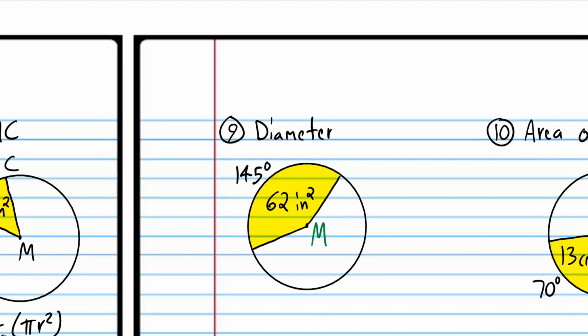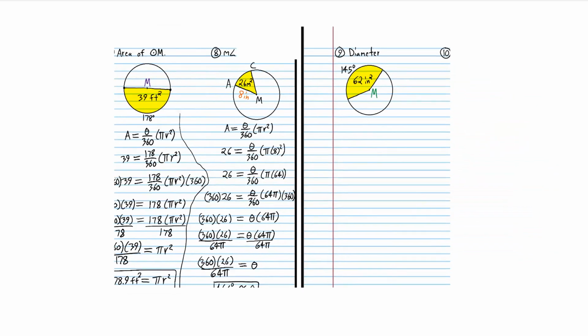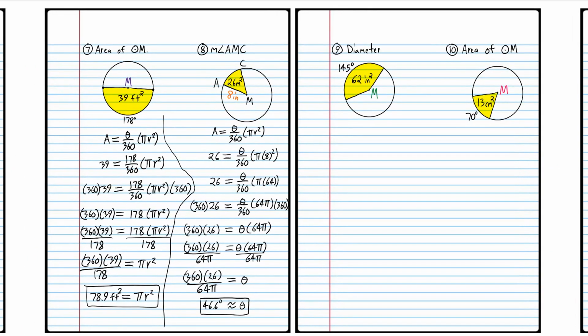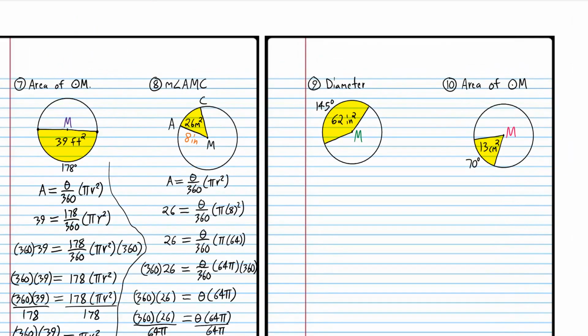Remember, if this arc is 145, then that means that this central angle is also 145. That's important. So try number 9, and when you come back, we'll do it together. All right, we're back.